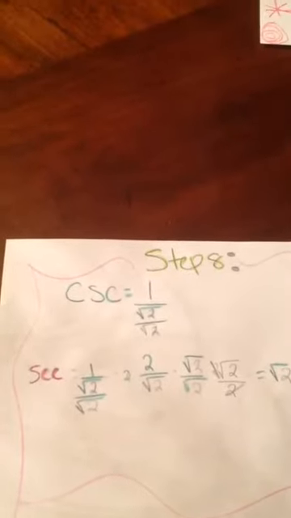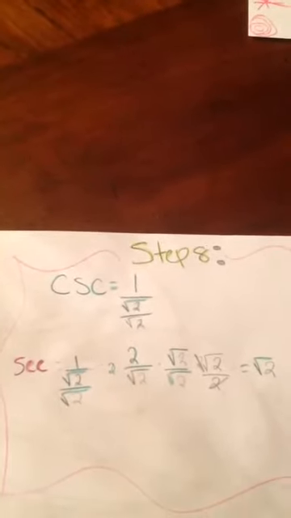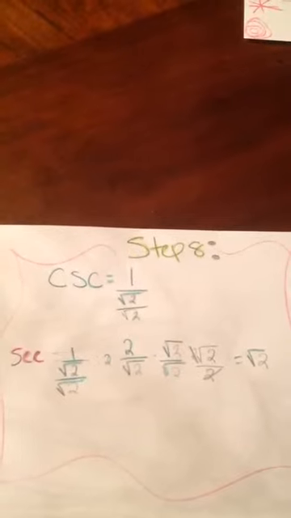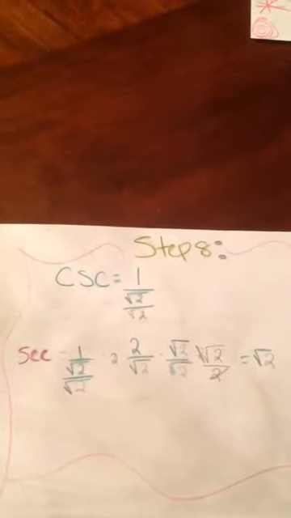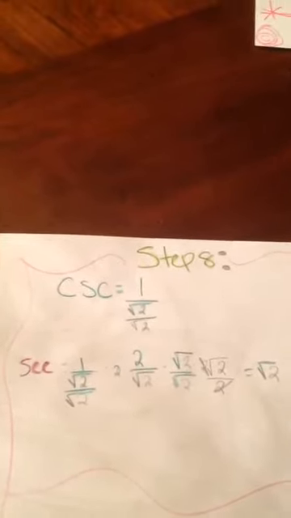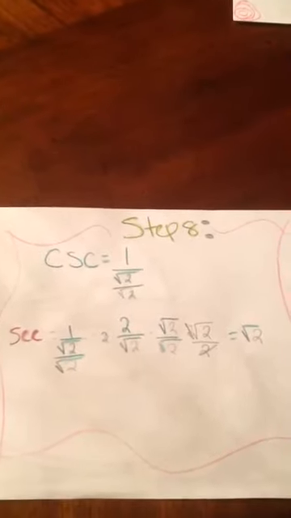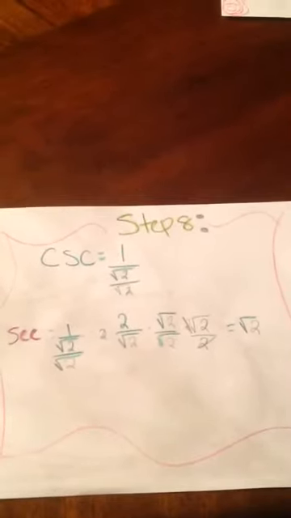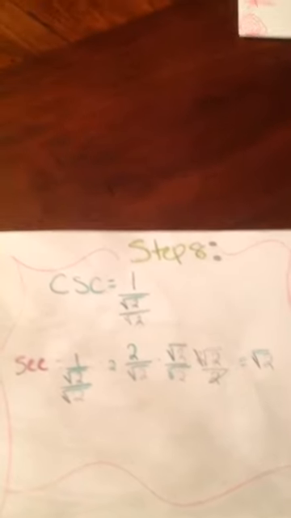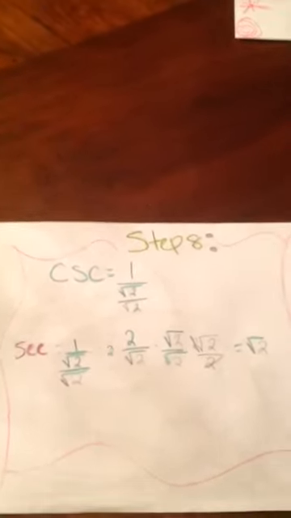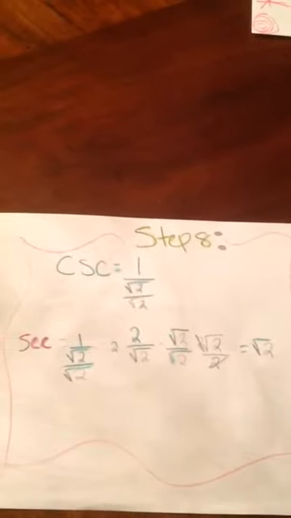Step 8 is cosecant, which is the reciprocal of sine, and secant, which is the reciprocal of cosine. So cosecant will be 1 over square root of 2 over 2, which is 1 over y. Secant will be 1 over square root of 2 over 2, which is 1 over x for cosine.